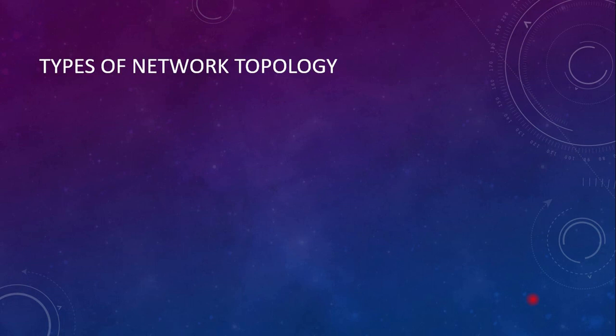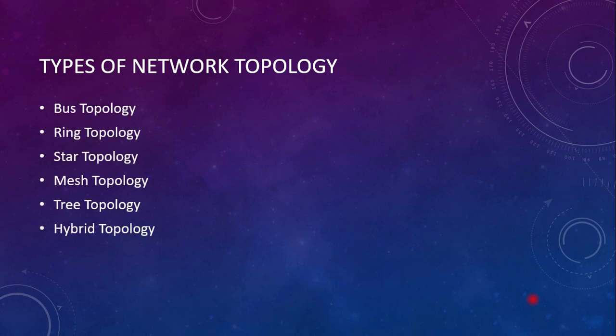Now we will be talking about different types of network topology. There are various types of network topology. Topology means the arrangement of your systems, how you are arranging your systems. So we have first of all the bus topology, the ring topology, the star topology, the mesh topology, the tree, as well as the hybrid. Each of these has its own advantages and disadvantages. Now I will be showing you the image of the topologies.